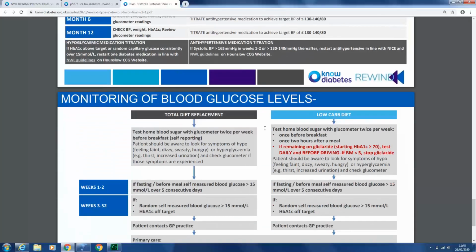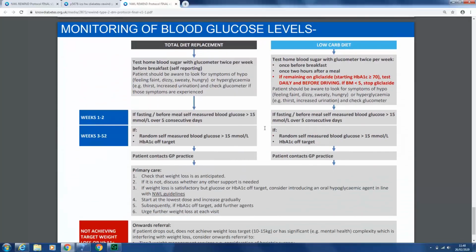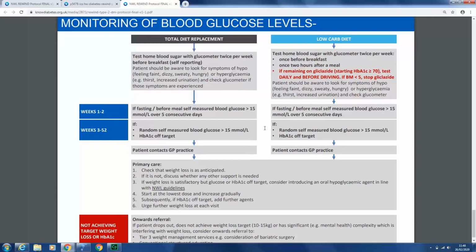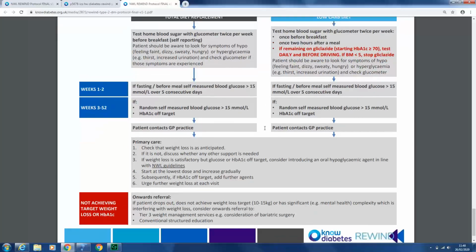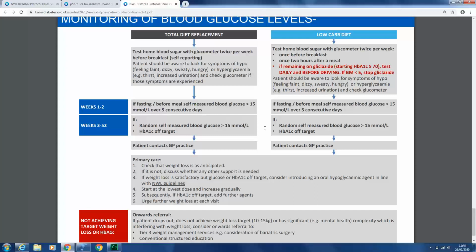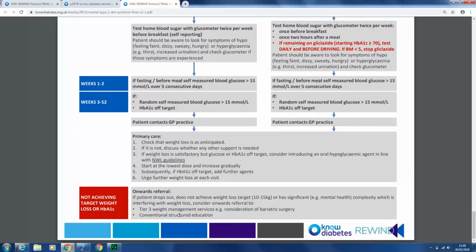There is some further information about what to do if the blood glucose levels are raised, and continuing or restarting medications. If the patient doesn't achieve their target weight loss or HbA1c at the end, obviously worthwhile considering referral on to Tier 3 weight management services such as a bariatric surgery program or structured education.